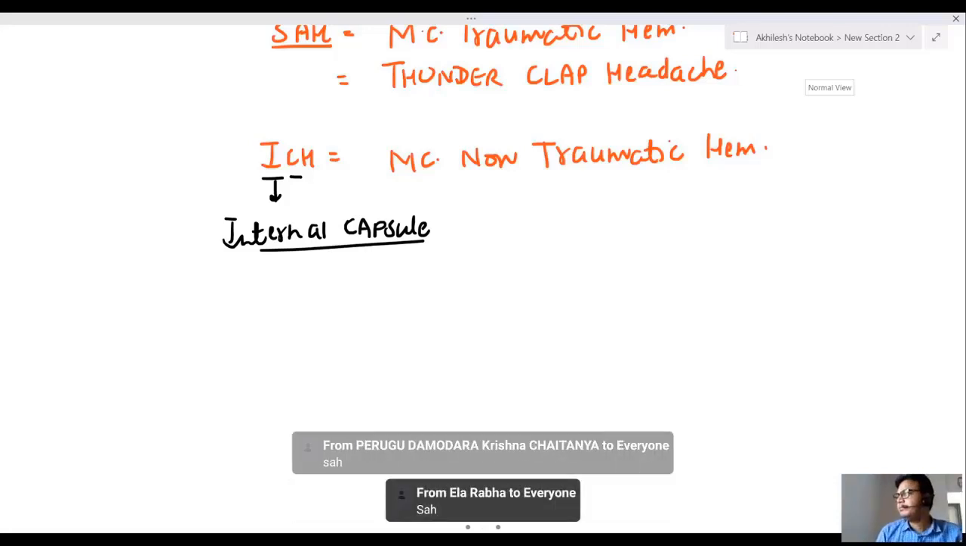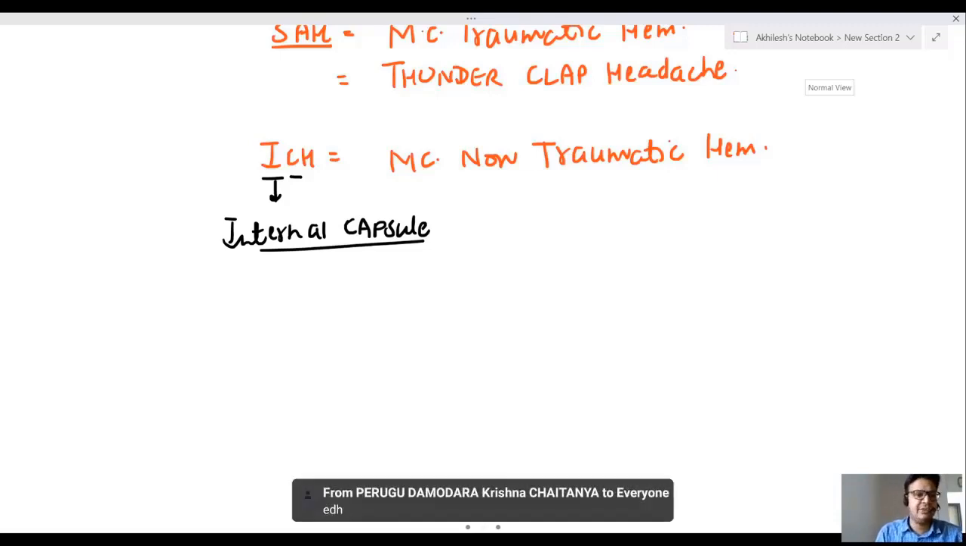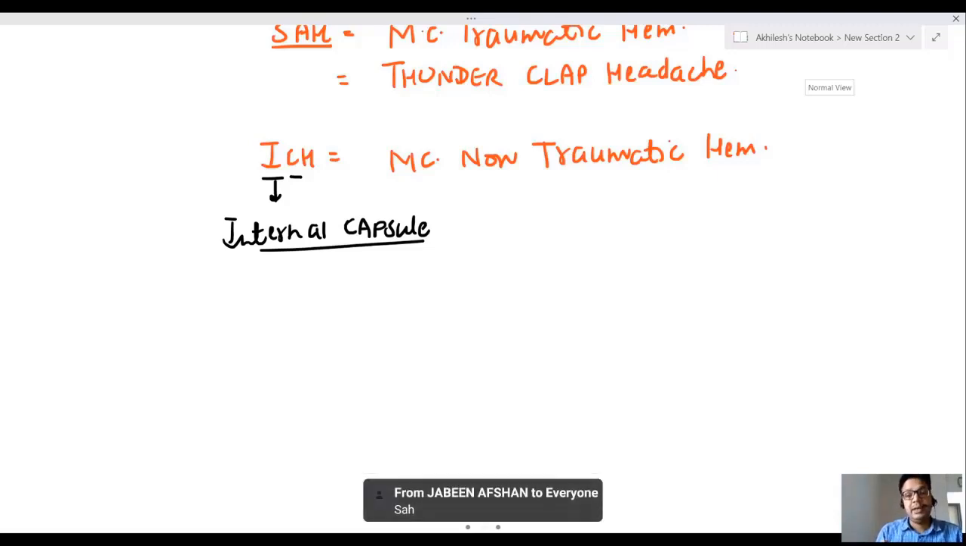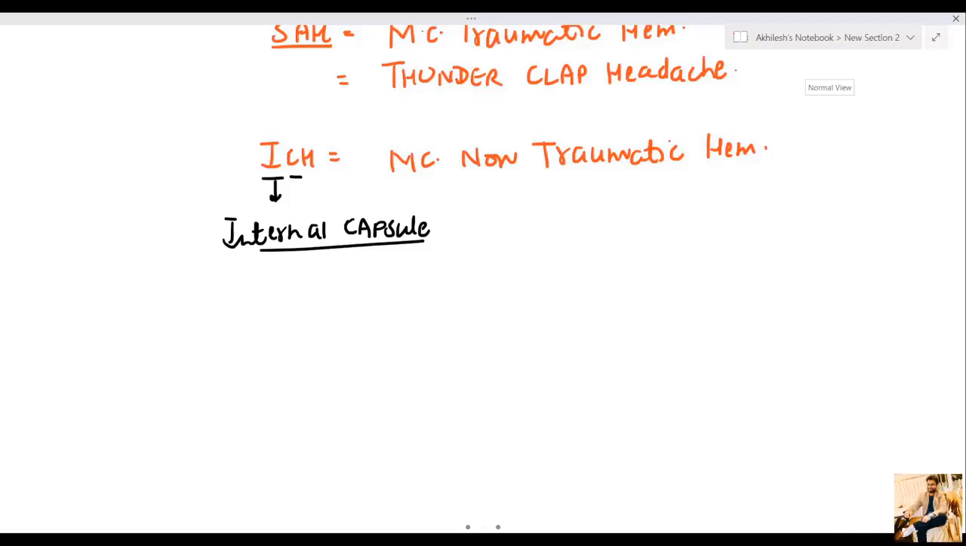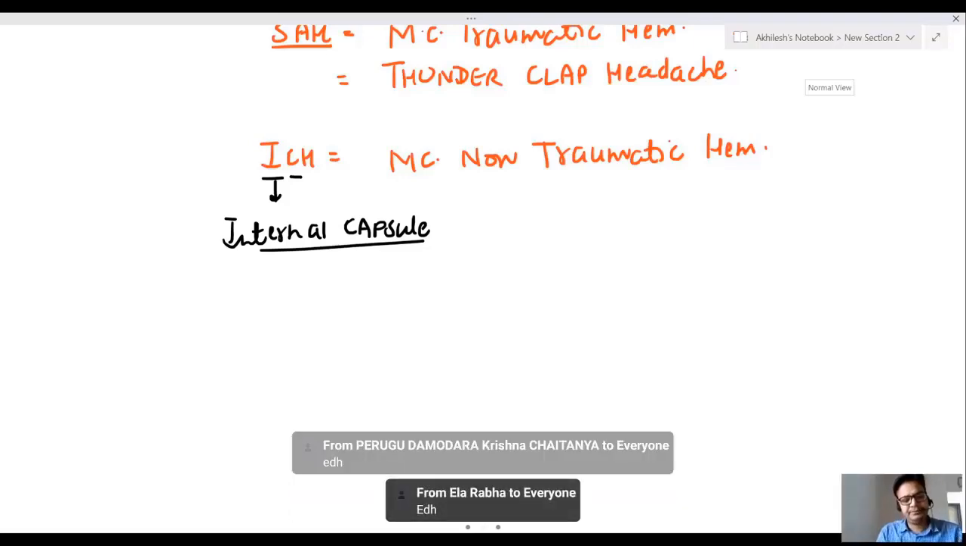Very good. Heat hematoma is a kind of which hemorrhage? SAH. Very good. Sorry, heat hematoma is EDH. Sorry. Lucid interval is seen in which hematoma? Yes, it is EDH.